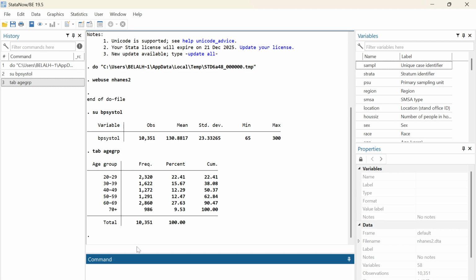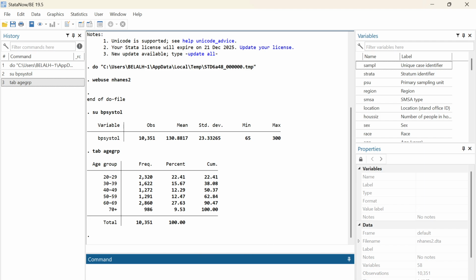We are interested in understanding how the mean BP systole is different across this age group. So we assume that there should be a difference, because as you grow older, you should have higher levels of blood pressure. So that's our hypothesis. The null hypothesis is that all groups have equal outcome, like equal BP systole, or systolic blood pressure.